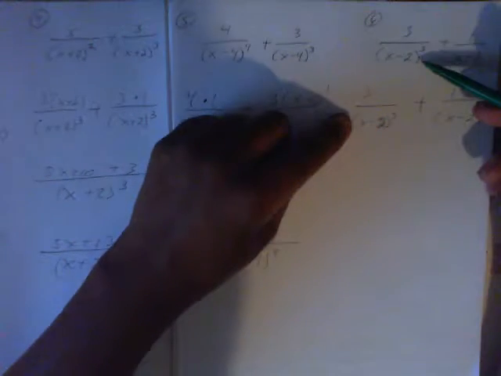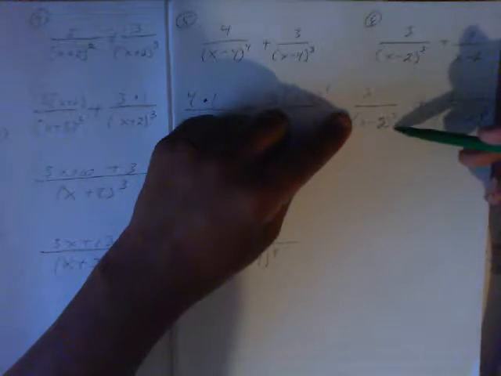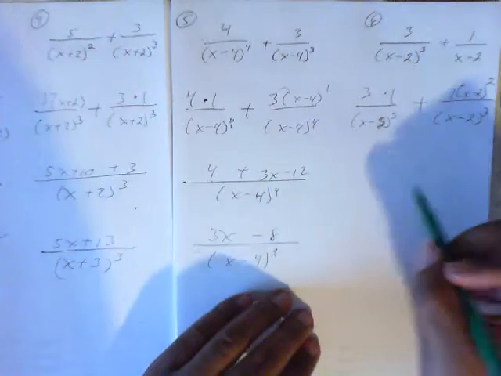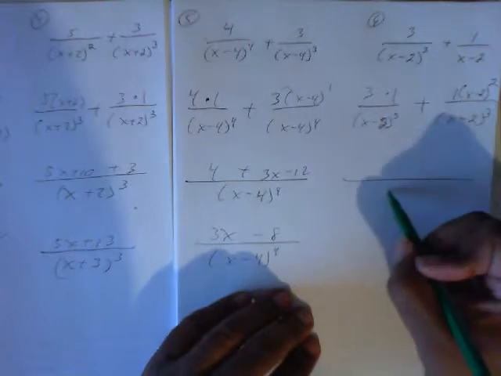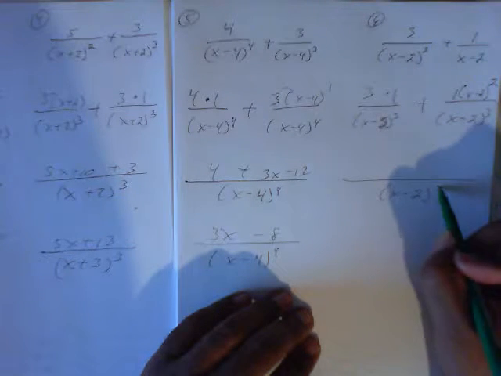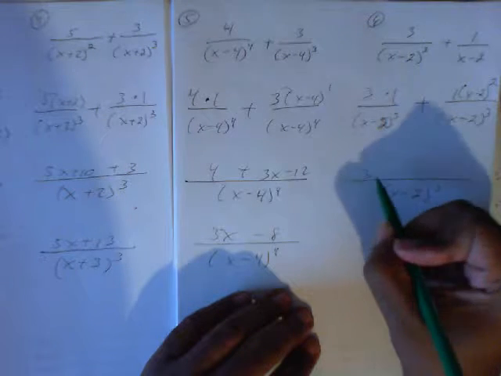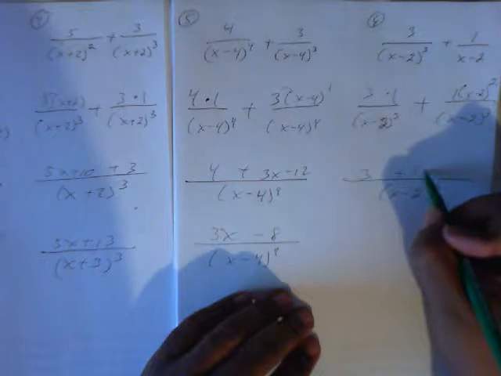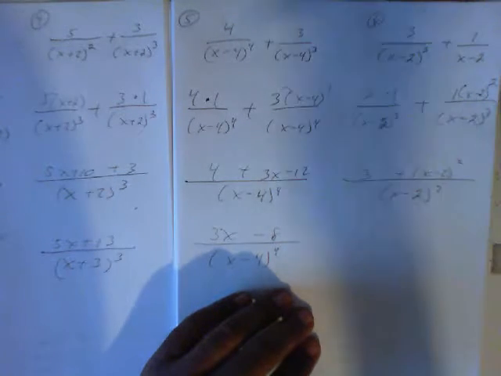Now the difference between the x minus 2 to the third power and this x minus 2 to the third power is simply a factor of 1. The difference between the x minus 2 here, which is sort of understood 1 power, and the x minus 2 here to the third power is x minus 2 to the second power. Now all this will be under 1 denominator of x minus 2 to the third power. 3 times 1 is 3. And 1 times x minus 2 to the second power is still just x minus 2 to the second power.